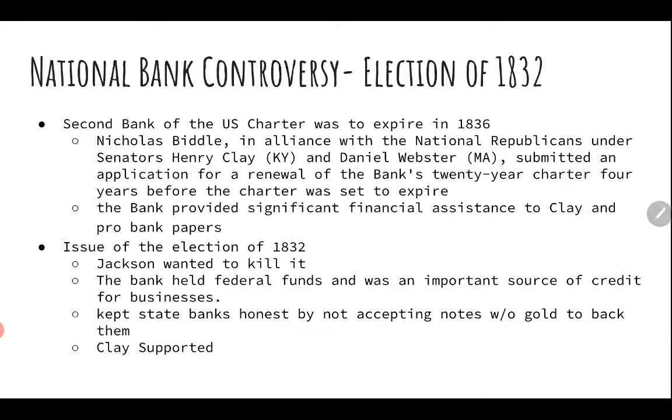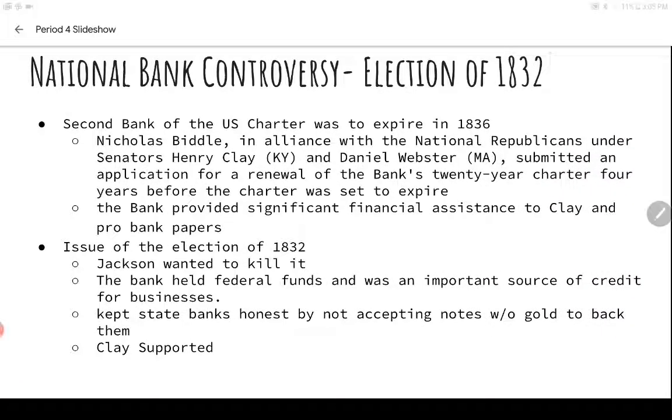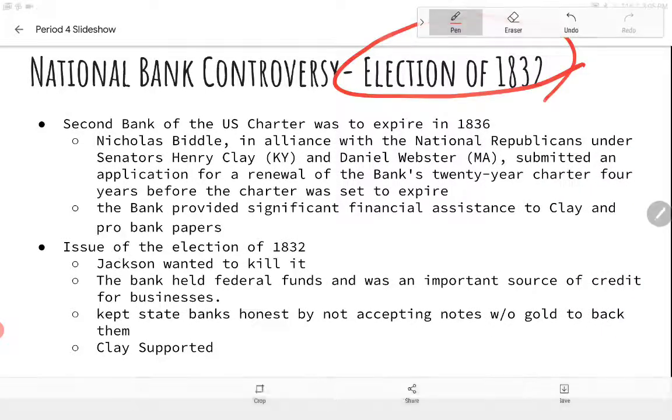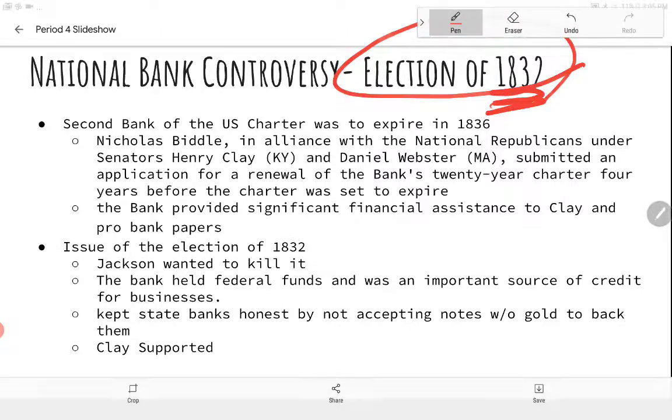Probably the biggest thing he does that people remember him for, apart from Indian removal, is the national bank controversy. And this really has a lot to do with the election of 1832, which is here, right? So the election of 1832. Nicholas Biddle and the Whigs, along with Clay and Daniel Webster, these are going to be your Whigs. They try to bring up a bill to renew the bank before the election of 1832. And so I think what they're trying to do is make sure that the bank is going to get passed and make sure the bank is on the ballot for 1832.